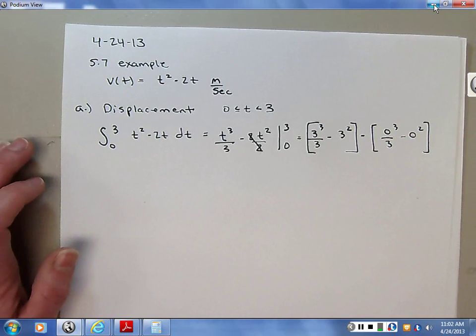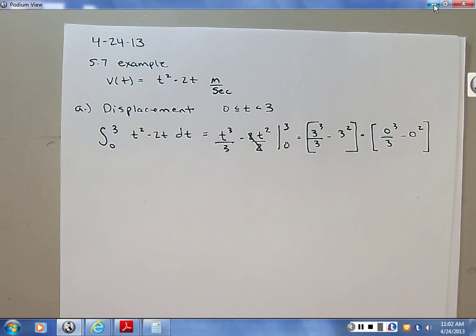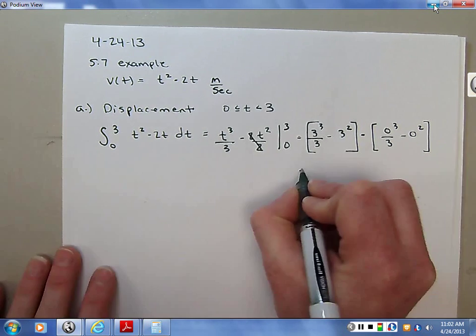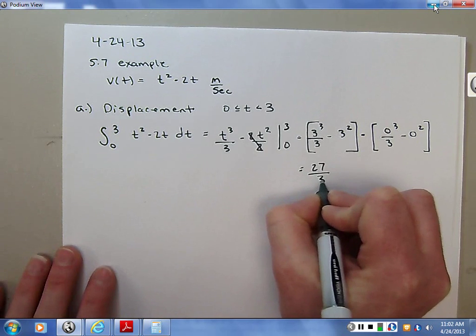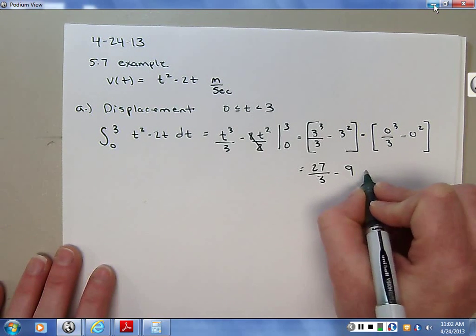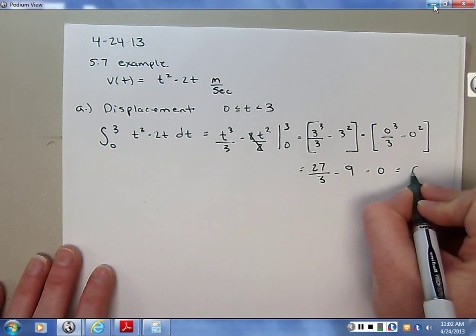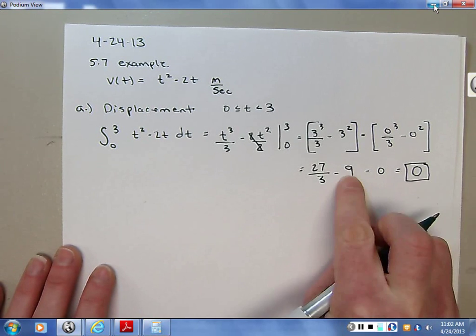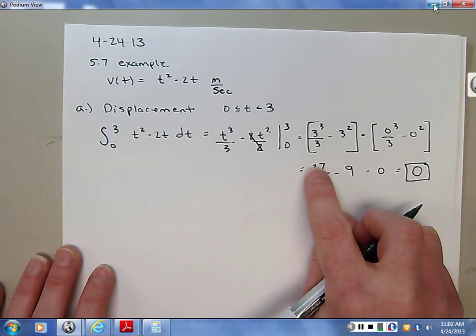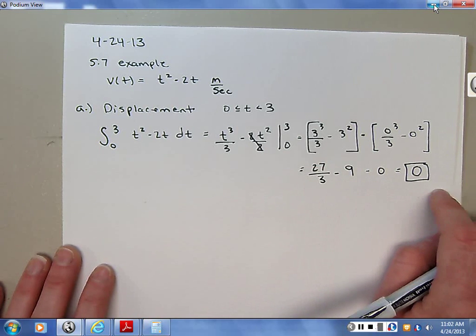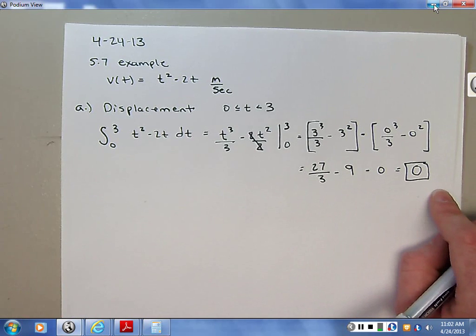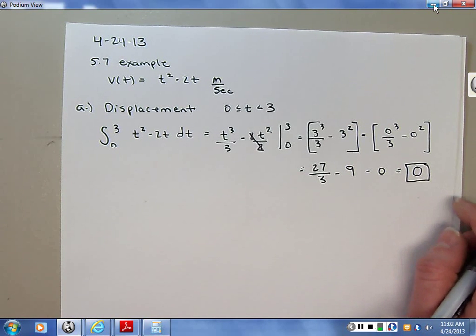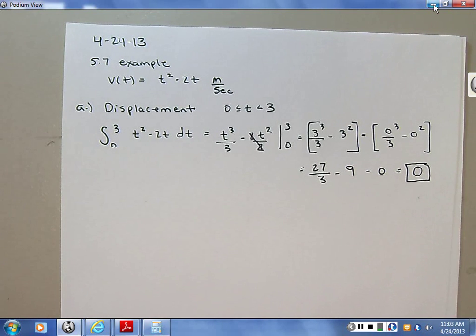Does anyone have any questions at that point? All right, I plug in my upper bound minus my lower bound. So evaluating this, I get 27 over 3 minus 9 minus 0, which equals 0. If I find a common denominator, it would be 27 over 3. 27 minus 27, 0. 0 over 3 is 0. So it tells me the displacement would be 0. So I started at a position, I went somewhere, and I came back to that exact same position. Doesn't really tell me too much about what happened.